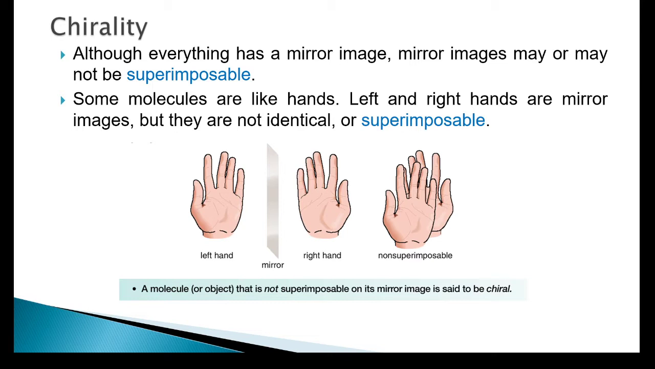So, hands, for instance. Our right and left hand, we have 5 fingers on each hand. If we look at it and we look at the mirror image, no matter what I do, I can't make them superimposable on one another. Therefore, our hands would be known as a chiral compound, or chiral hands. So if I have a compound and its mirror image is not superimposable, then I'm said to be a chiral compound.